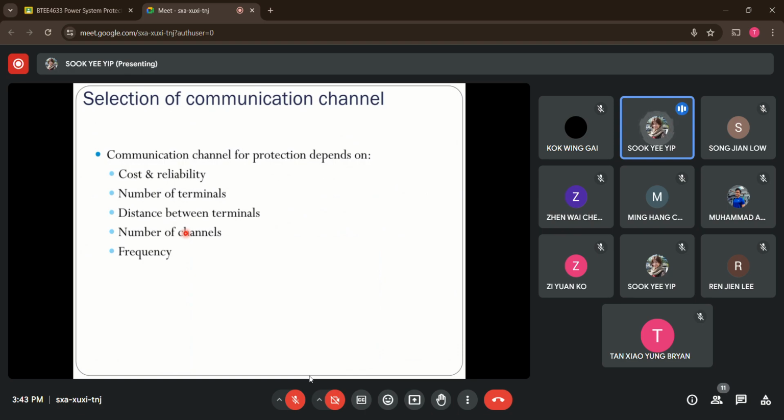And the next one here will be in terms of frequency. The frequency you need to transmit the tripping signal. So do you want to have a high frequency? If yes, please use the microwave system. It's as simple as that. So these are the consideration parameters that you need to think of if you want to choose the right communication channel to be used. All right.